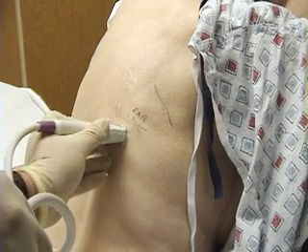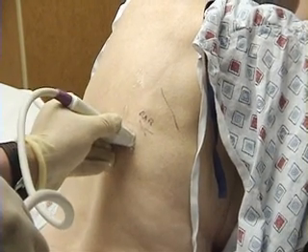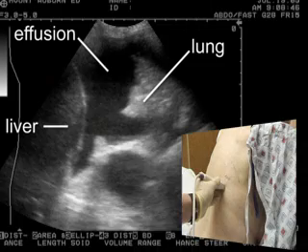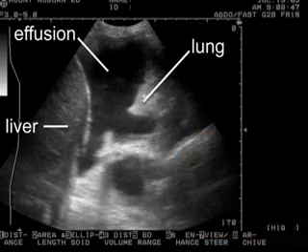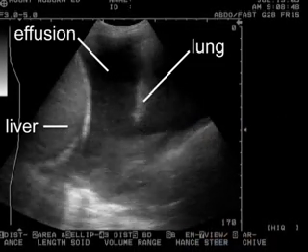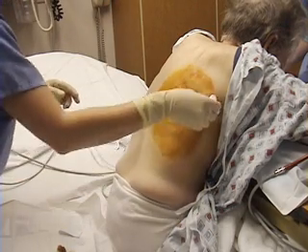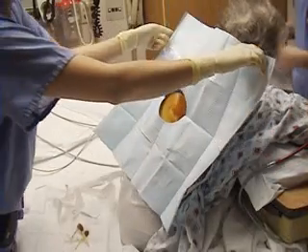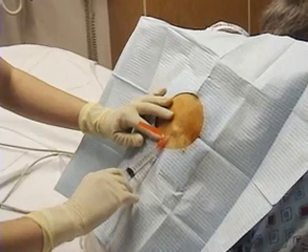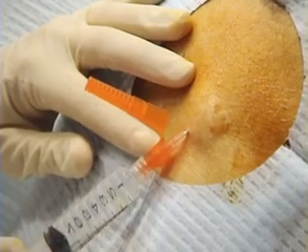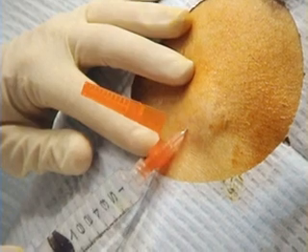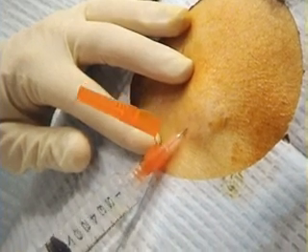If available, bedside ultrasonography can be used to help visualize the effusion. In the patient in this video, the pleural effusion is easily visualized, as are the ipsilateral lung and the liver. Prepare the area with antiseptic solution and apply a sterile drape. Using a 25 gauge needle, place a wheel of local anesthetic such as lidocaine along the superior edge of the rib that lies below the selected intercostal space.